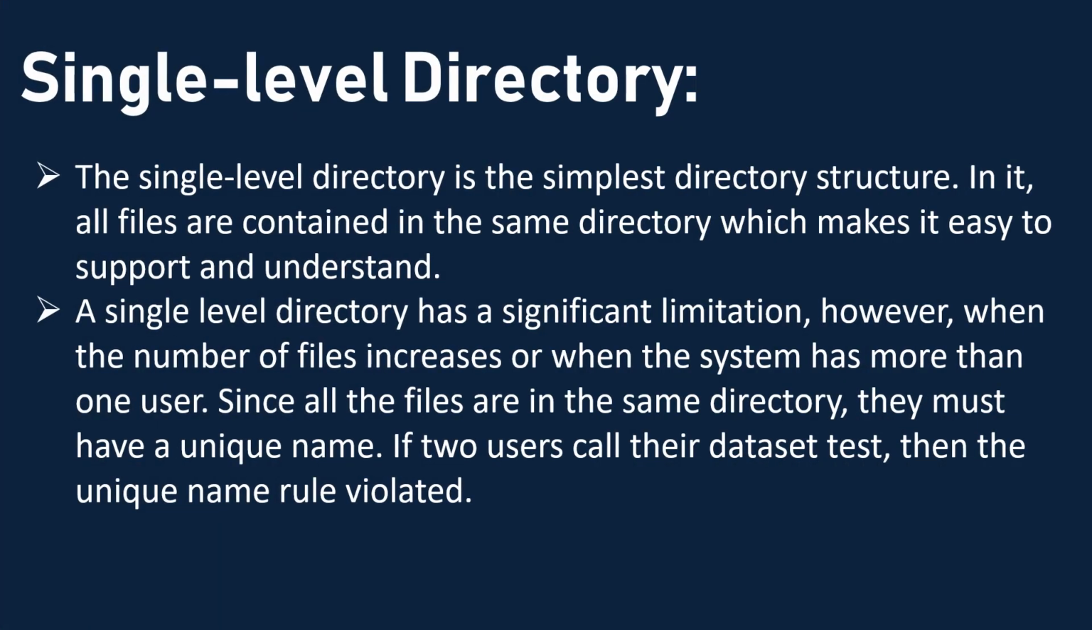Now, coming to single level directory, the simplest directory structure is the single level directory. All files are contained in the same directory, which is very easy to support and understand. A single level directory has significant limitations. However, when the number of files increases or when the system has more than one user, since all files are in the same directory, they must have unique names. If two users call their data file test, then the unique name rule is violated.